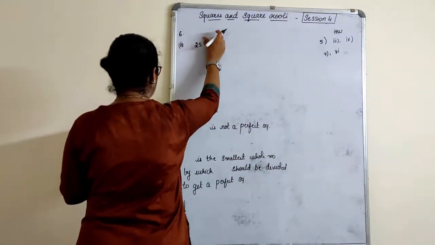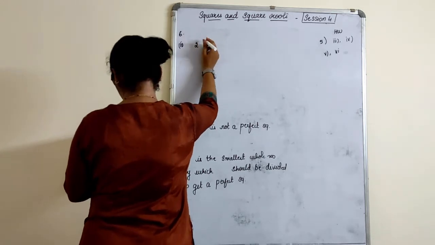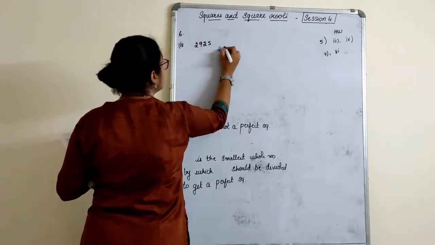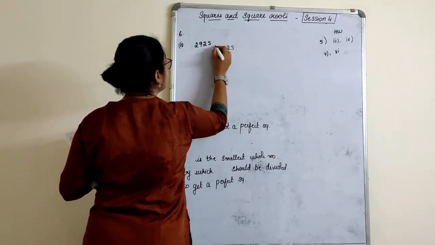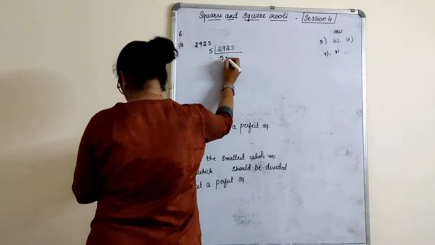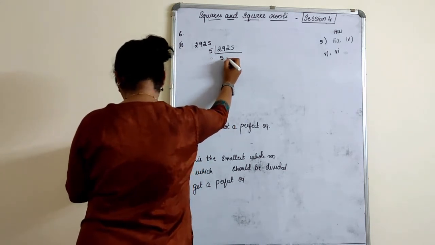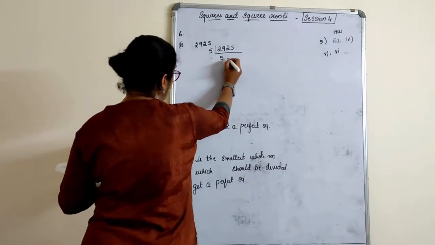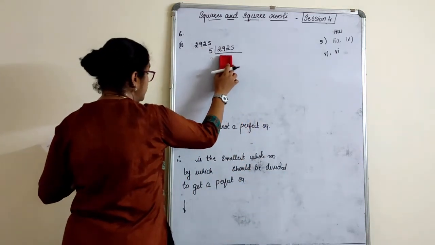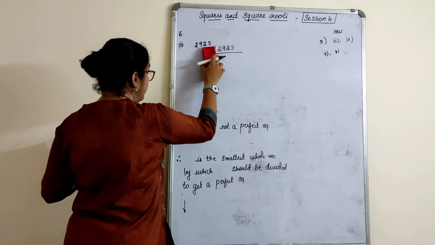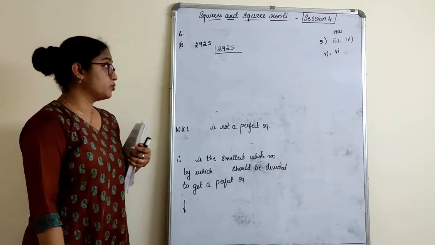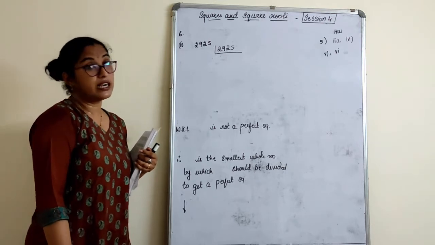So second is the number 2925. It has to start from 5. 5 fives are 25. Okay, before we start with 5, let me tell you, is this only divisible by 5? First check. By 2 it is ruled out. We cannot divide by 2. I know the ending is 5, so we start with 5.